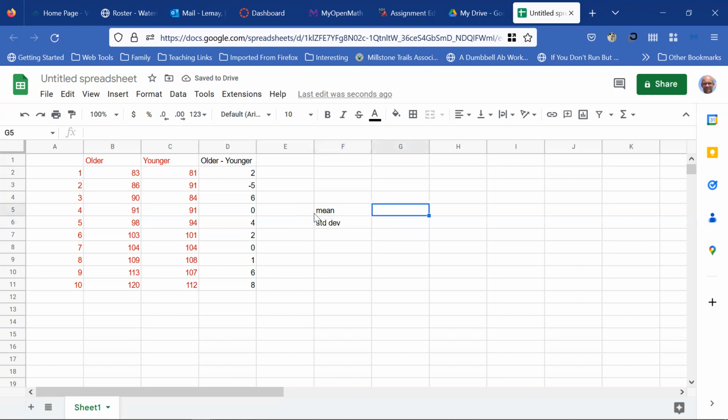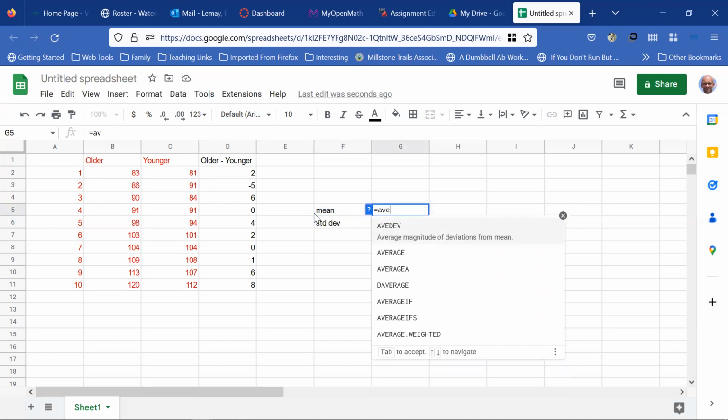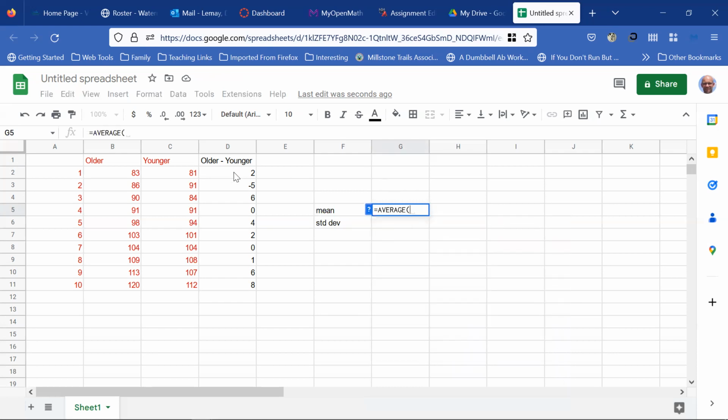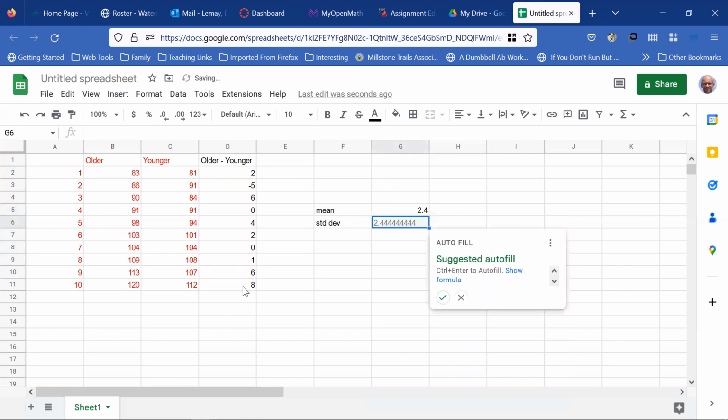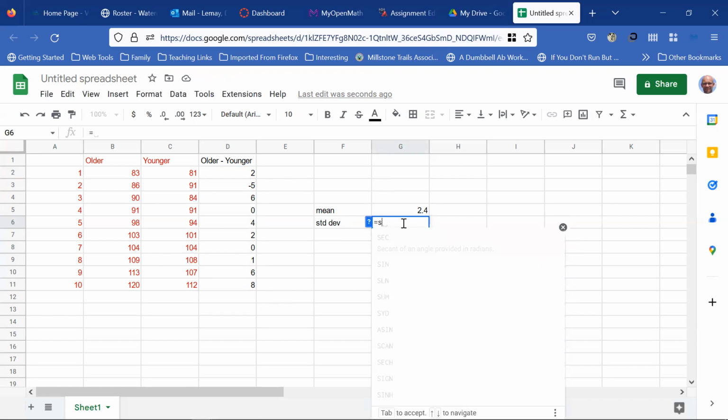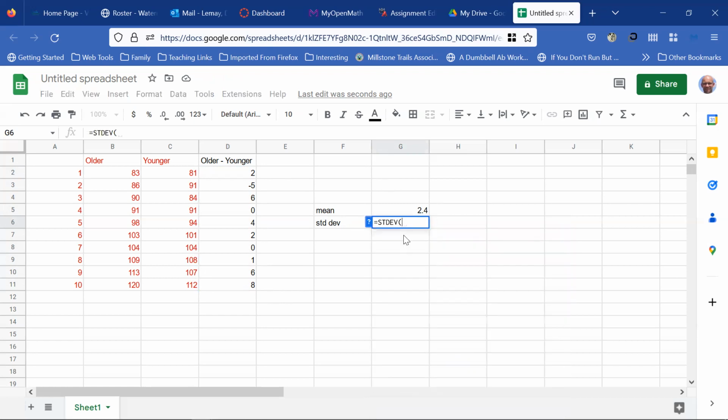So to find the mean on a spreadsheet, I'm going to type equals, start typing the word average, and then we're going to take the average of the differences, not each individually. That's treating it like a two-sample t-test. This is a one sample now because we're dealing with the differences. And now I'm going to do the standard deviation, so equals STD, and it pops up.